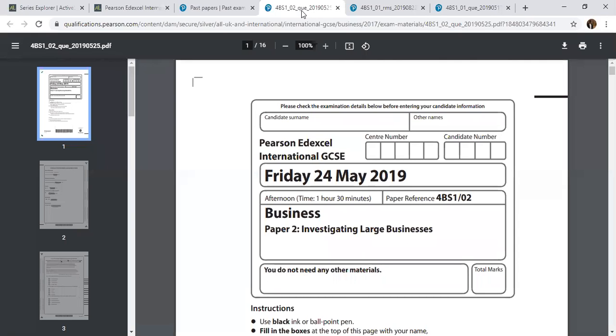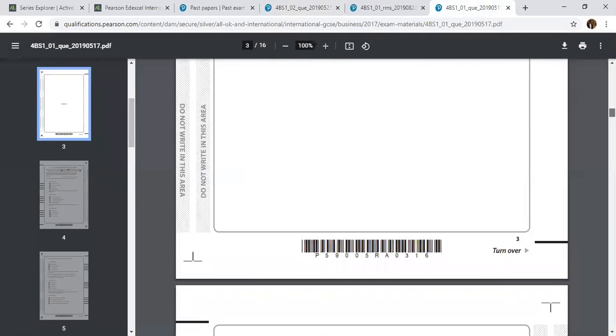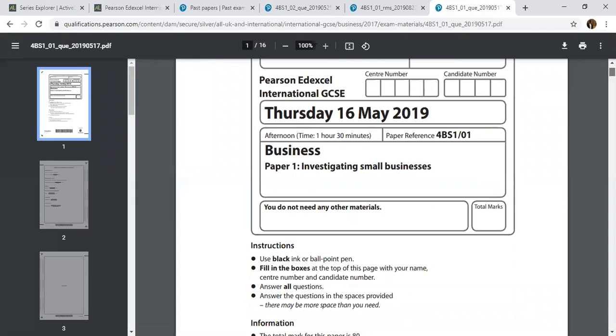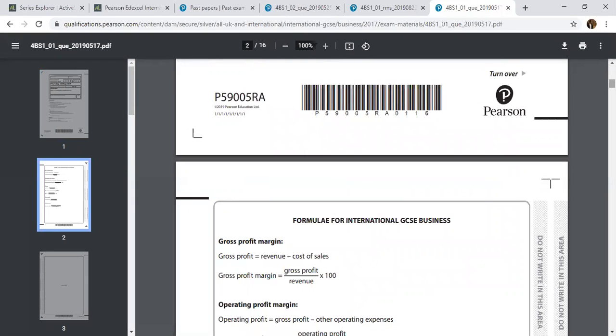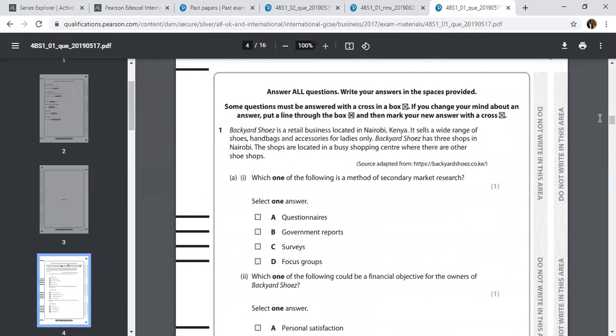This is a May 2019 question. If we go to 2019, this is the June 2019 small business paper. The case study was Backyard Shoes. You can see the case study was a small business case study, a sole trader called Backyard Shoes. It's a retail business located in Nairobi, Kenya.